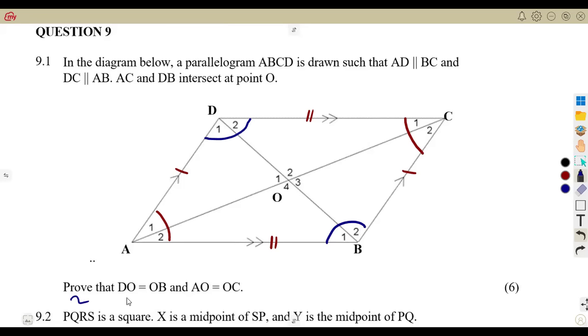Prove that the length of DO is equal to the length of OB. This one, the length of D to O is equal to O to B. And also prove that AO is equal to OC, from A to O. This is the part that I was talking about: remember in a parallelogram, the diagonals bisect each other, but here we are supposed to prove that truly they do bisect, they're actually the same.